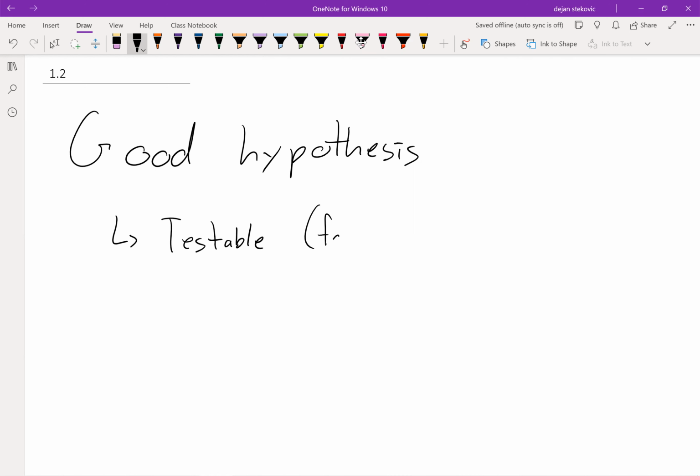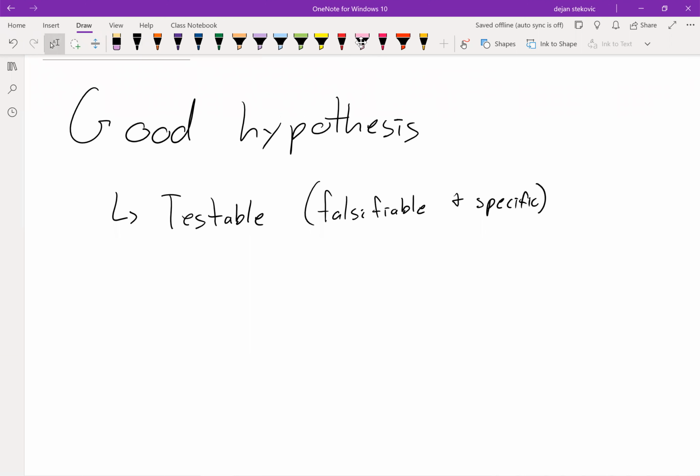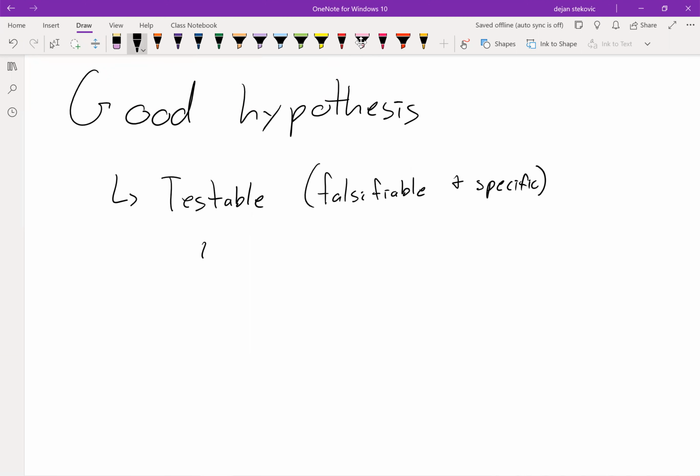And so it has to be falsifiable, which means that you have to be able to do some kind of experiment that's going to prove it wrong. And it has to be specific enough. Again, that kind of goes with the falsifiable, but you have to be able to plan an experiment somehow.